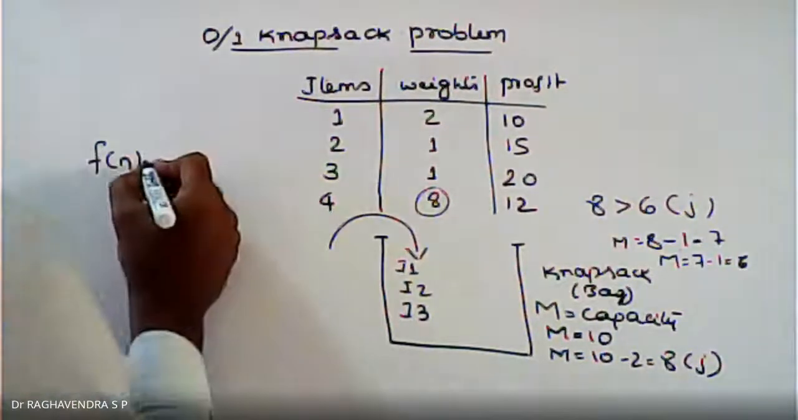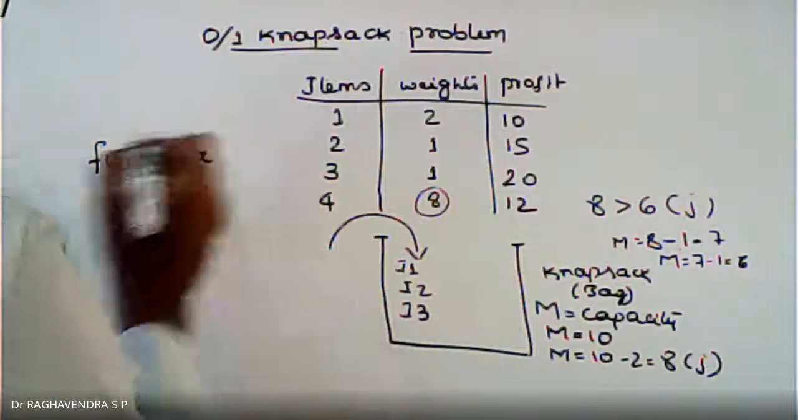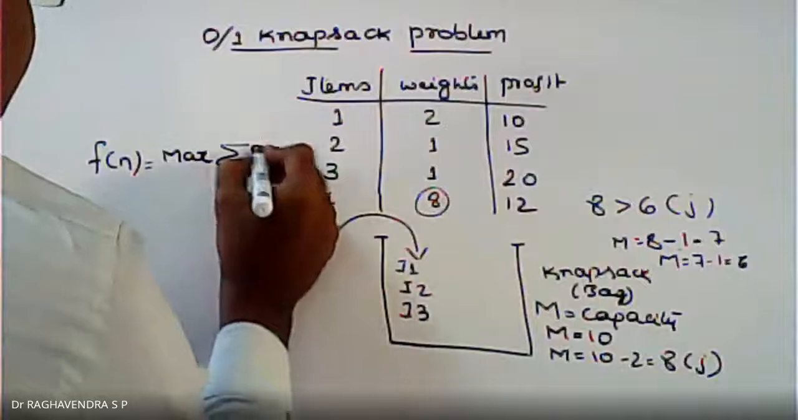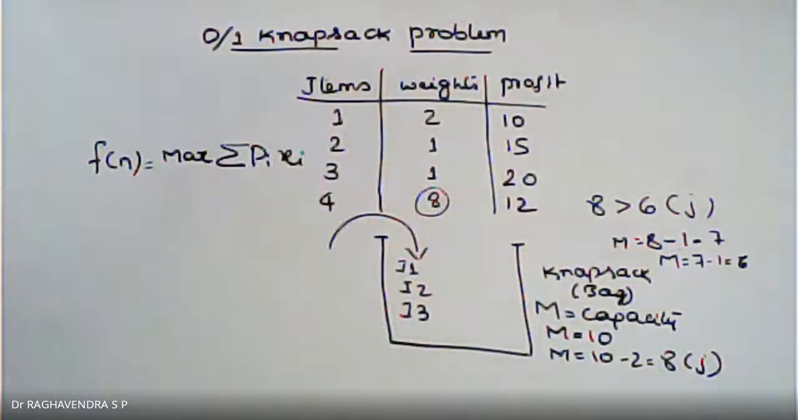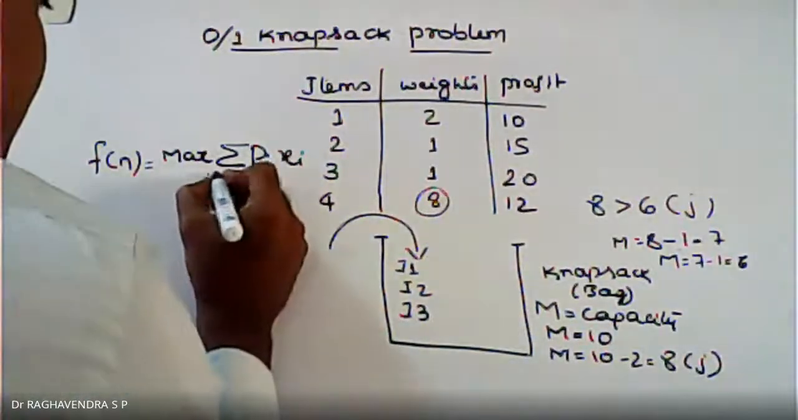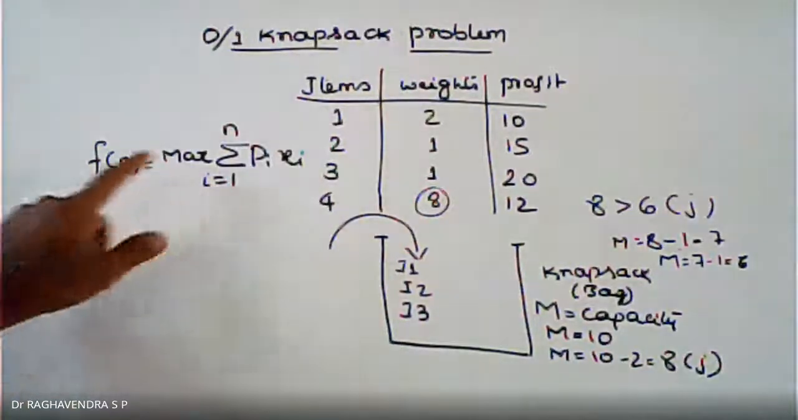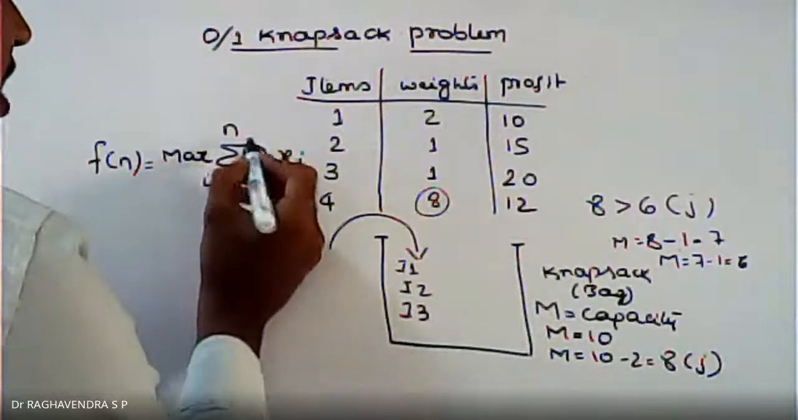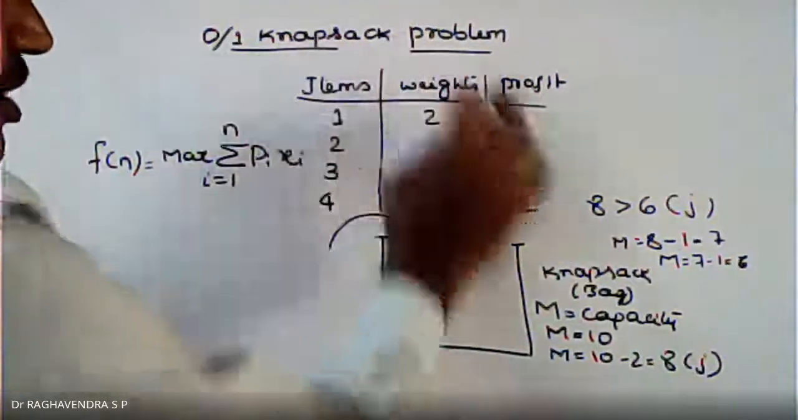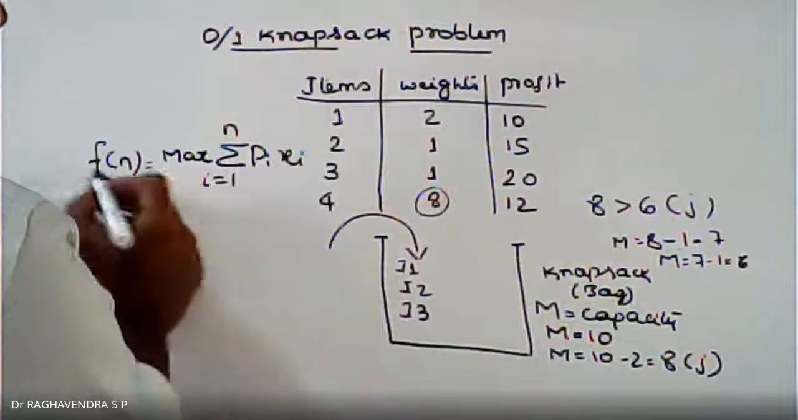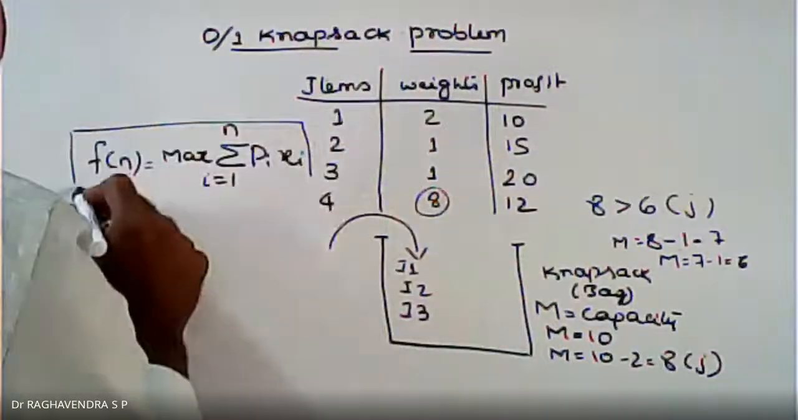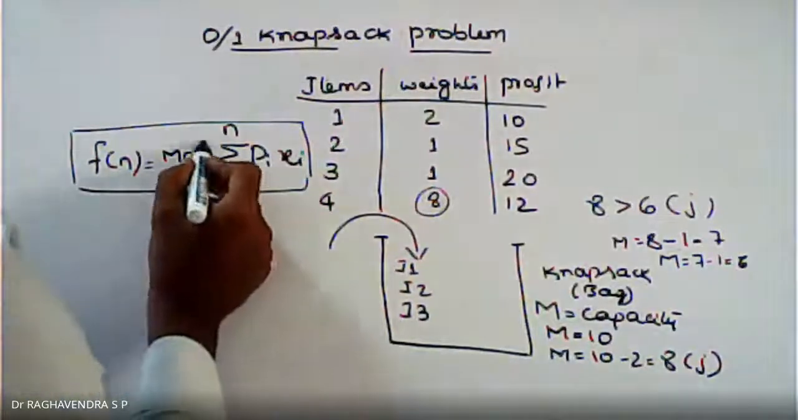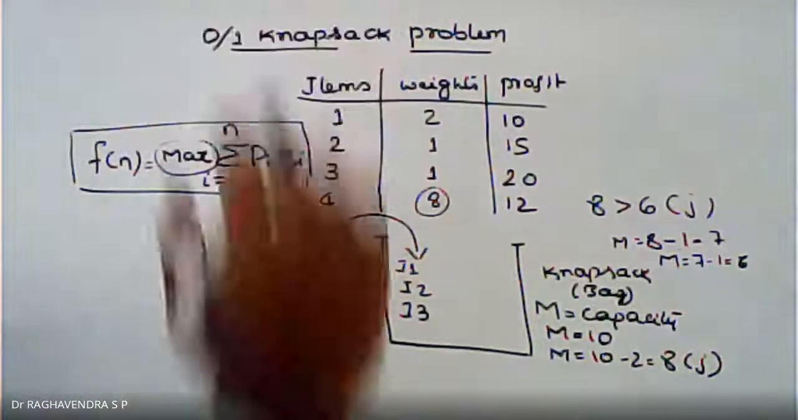So that is, f of n is equal to maximize summation pi xi. So this is the function, for i equals 1 to n, because we always have to earn more profit. If you want to earn more profit, you have to insert more objects into the knapsack. So this is the function which gives the definition of the knapsack problem. Maximize means you have to always increase, you have to maximize the profit.